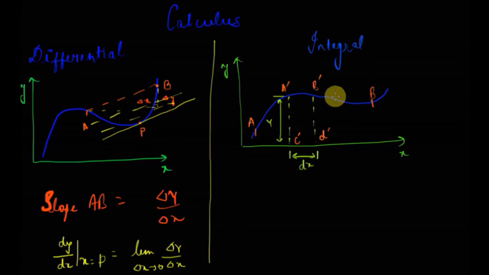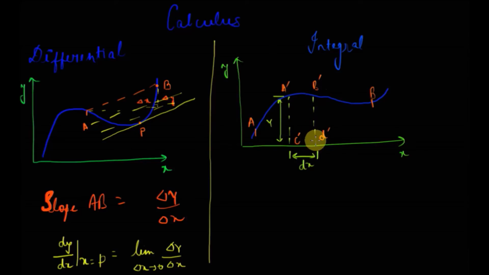Let's start integral calculus. So let's say again I have a function denoted by this graph. Let me take 2 points on this graph, a dash and b dash, and let's assume that a dash and b dash are very close to each other, such that the horizontal distance between them, which is dx, is very small, right? The y component of a dash is y, so that a dash c dash is y, and since b dash is very close to a dash, we'll assume that b dash d dash is also y.